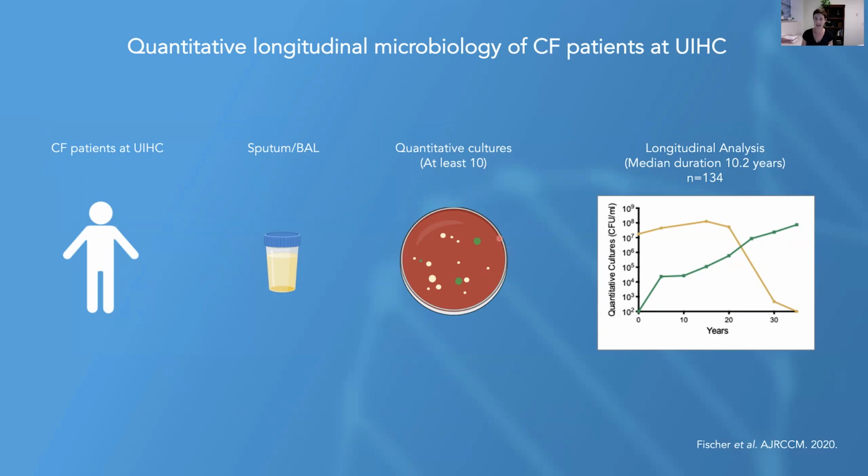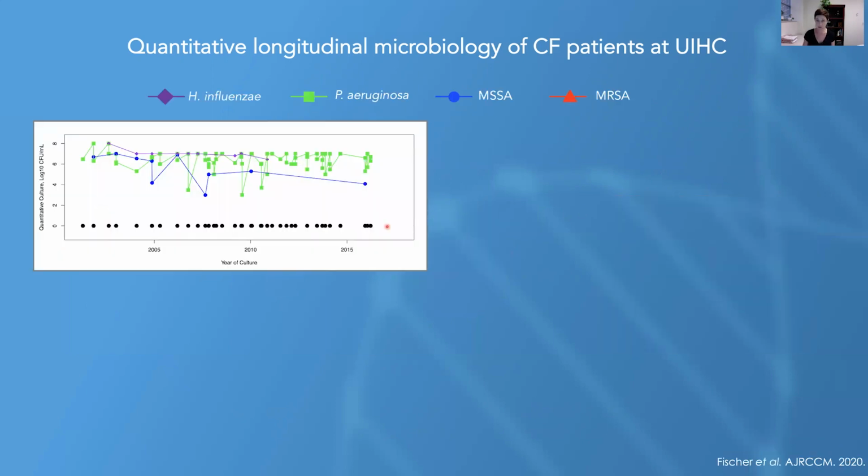And we asked that they had at least 10 quantitative cultures. And so with those qualifications, we found 134 patients that fit those criteria. And the median time that they had been followed was about 10 years. So this is an example of just one patient, and I'll orient you to how these data are presented. So on the x-axis, we have the year that the culture was taken. And if the patient had a culture taken at that time, there's a black dot.